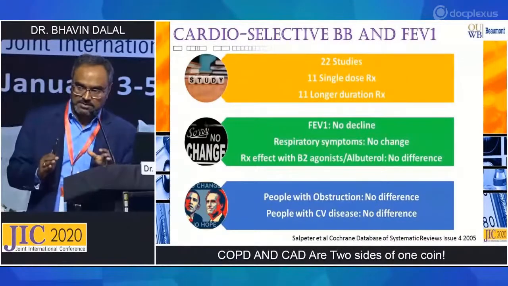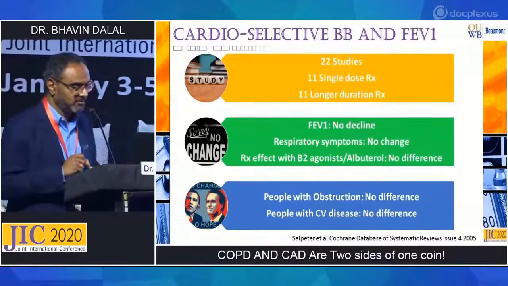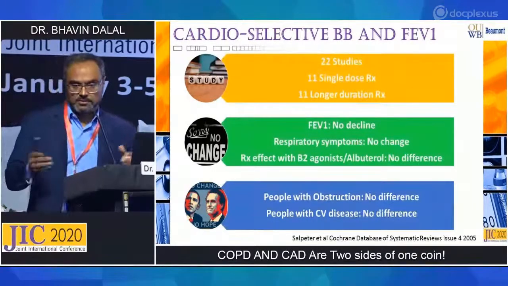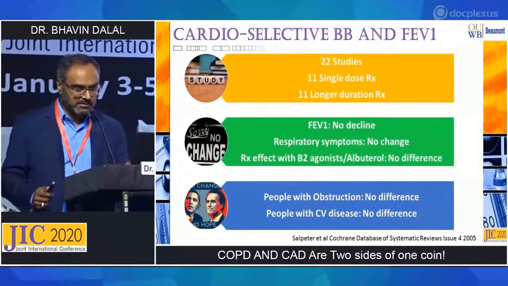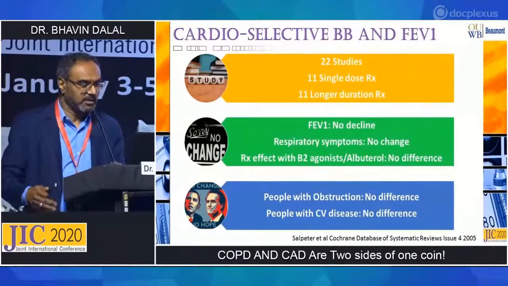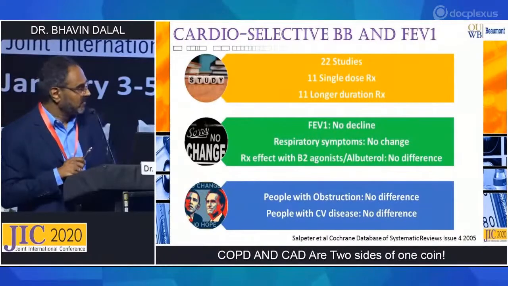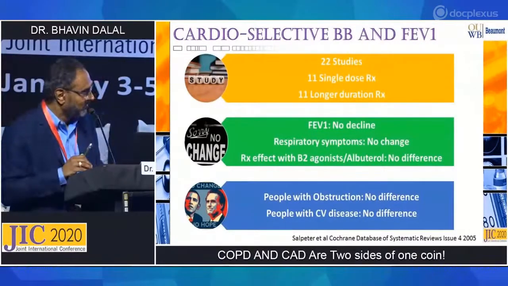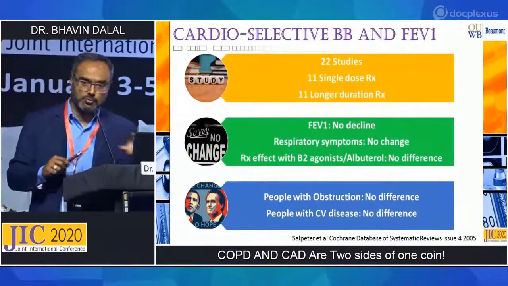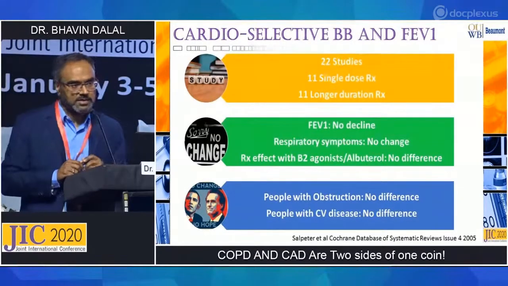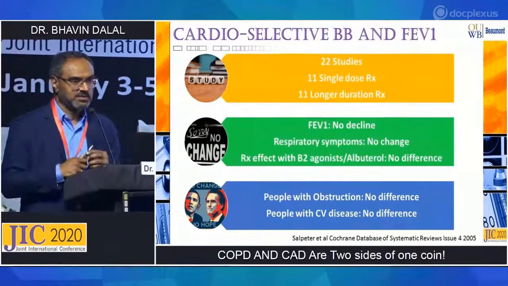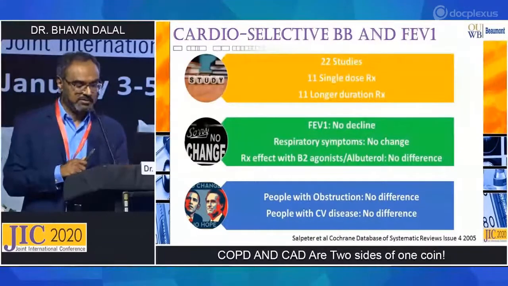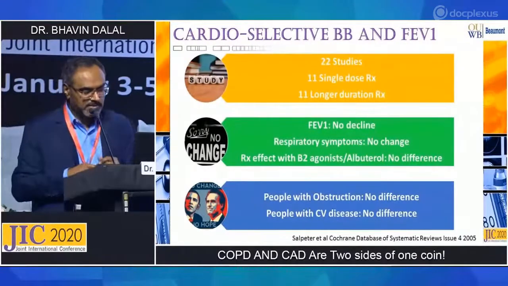Patients' respiratory symptoms did not change. So nobody actually complained of shortness of breath or wheezing. The effect of beta agonists like albuterol or salbutamol actually had no difference, whether they had placebo or metoprolol. Same way in a subgroup analysis for the people who had an obstruction, for example asthma or COPD, there was no difference. And same way for the people who have cardiovascular disease, there was no difference between the placebo and the beta blockers. So I think we should definitely now change our consideration that beta blockers are contraindicated in the patient who has COPD or asthma. That part is completely old.